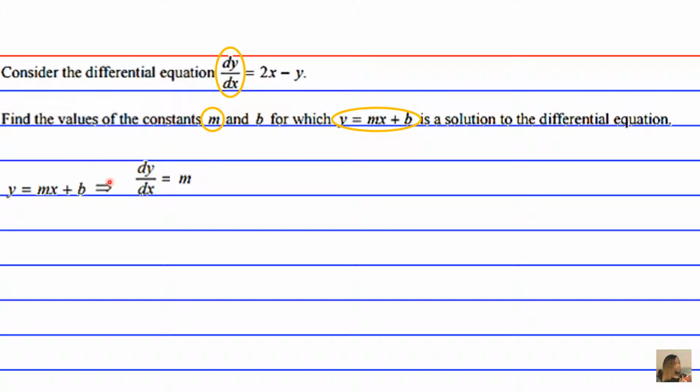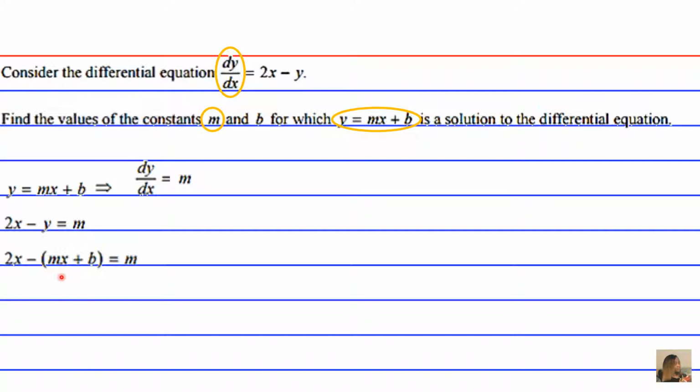All right? Now from there, we can perform some substitution. 2x minus y is equivalent to m because m and dy/dx are equivalent to each other. So that's our first substitution step. Now let's go ahead and substitute for y. What do you think we're going to substitute for y? That's right, you guessed it, mx plus b.